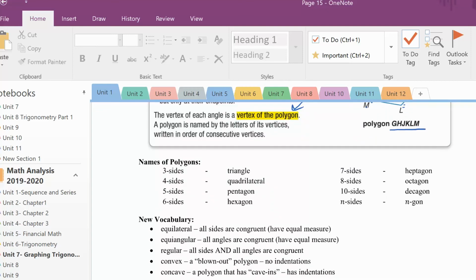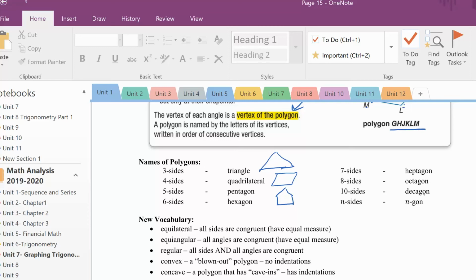So there are different types of polygons. Like if you have three sides, that polygon is a triangle. Four sides is a quadrilateral. There's different types of quadrilaterals, but four sides is just a quadrilateral. Five sides is a pentagon, kind of like a house. Six sides is a hexagon. Seven sides is what's called a heptagon. Eight is an octagon, think of a stop sign.